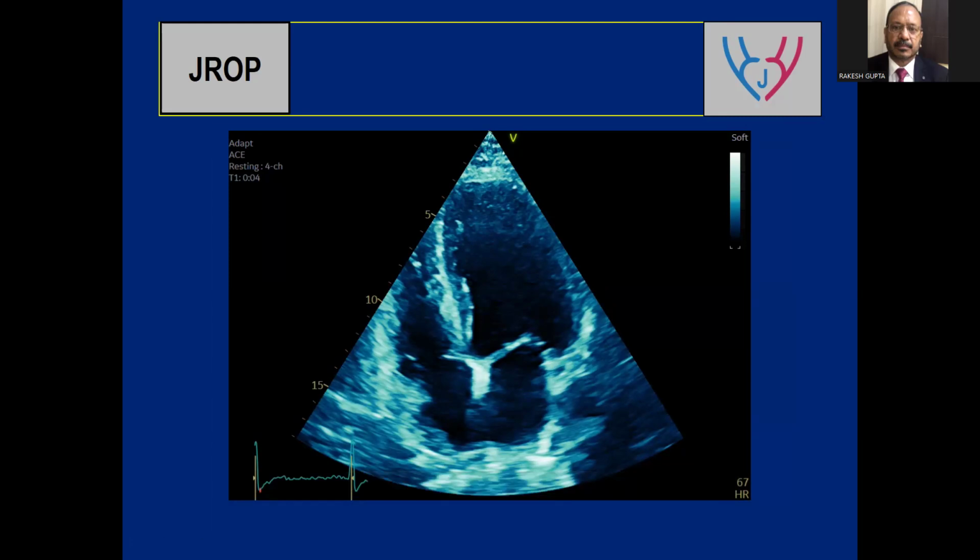If the RV function is preserved, and if you have a basal inferior, basal septum and basal inferior wall, then think of a lesion which is distal to the RV branch of the RCA, right coronary artery. And that's what I wanted to share with you today.